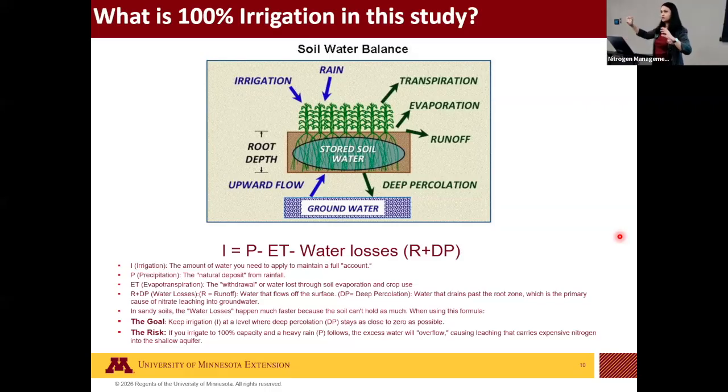So whenever we maintain that water balance throughout the season and make sure that our water losses, which is runoff, and in sands, usually we do not have much runoff, but deep percolation or drainage losses are almost 0 or minimum when we are managing our irrigation.